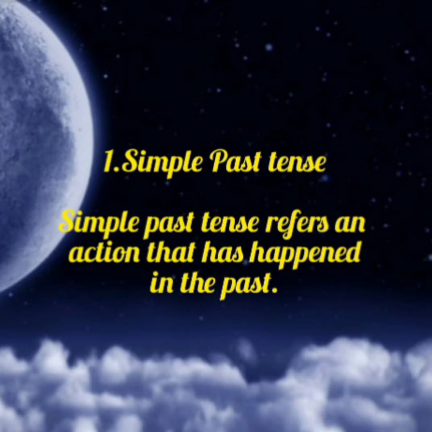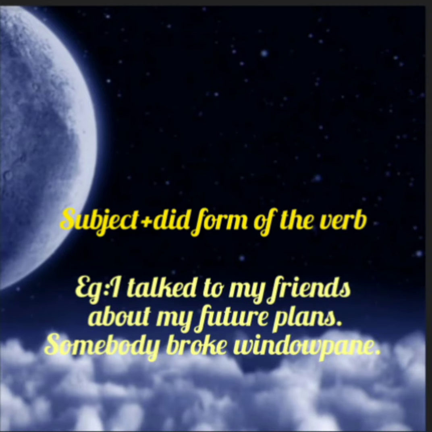First one is simple past tense. Simple past tense refers an action that has happened in the past. It has already happened and completed in the past time. For writing a sentence in simple past tense, we can use subject plus did form of the verb. Example: I talked to my friends about my future plans. Somebody broke window panes. Here used the did form of the verb.